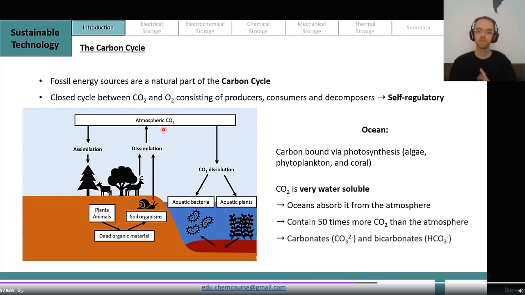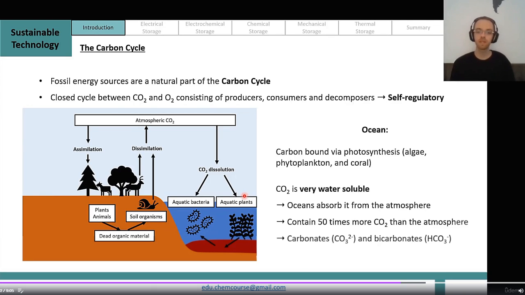Now, the situation is a little bit more complex because we also have the oceans in this whole equation. The ocean has a lot of carbon bound via photosynthesis as well, for example, in algae, in phytoplankton, and in corals. And this originates based on the fact that CO2 is actually very water soluble. So you can basically store carbon dioxide in water. And this is the reason why the ocean actually absorbs a lot of carbon dioxide from the atmosphere and why our oceans contain 50 times more carbon dioxide than the atmosphere.